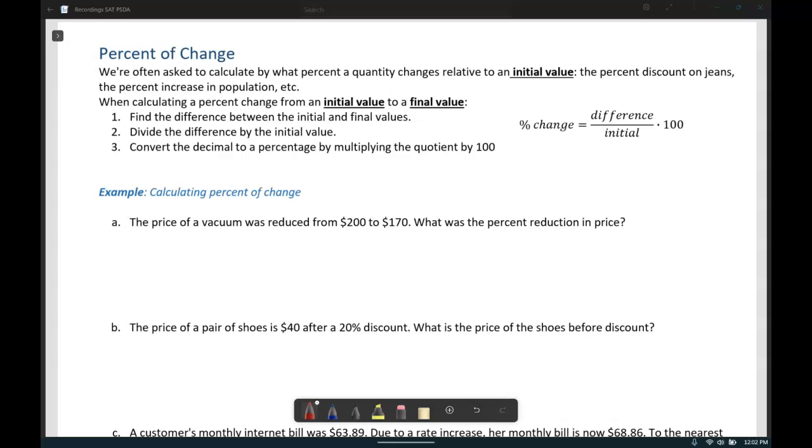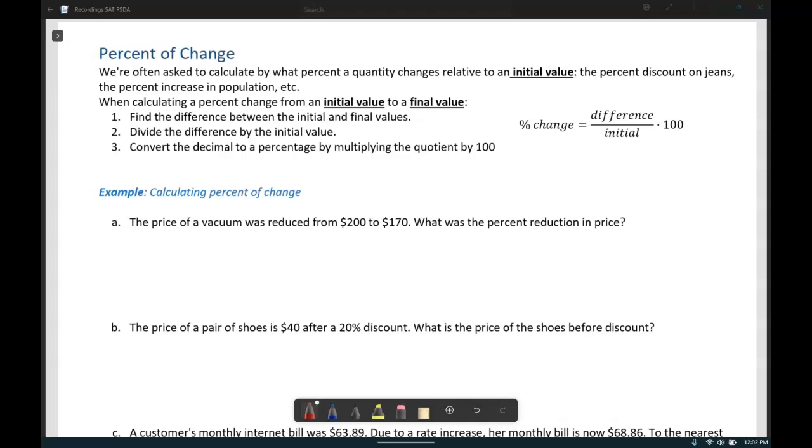To round out our last part of our second lesson in this unit, we're going to look at calculating and using percent of change. We're often asked to calculate by what percent a quantity changes relative to its initial value. The percent discount on jeans, the percent increase of a population, those are all values of percent change. When calculating percent of change from an initial value to a final value, what we usually want to do is find the difference between those two values, then divide by the initial value, and then we can convert the decimal to percent by multiplying by 100.